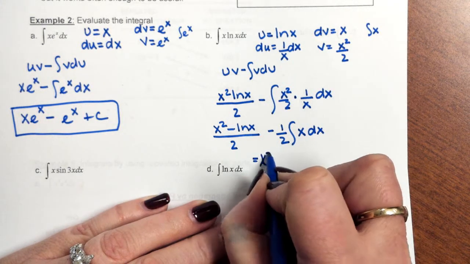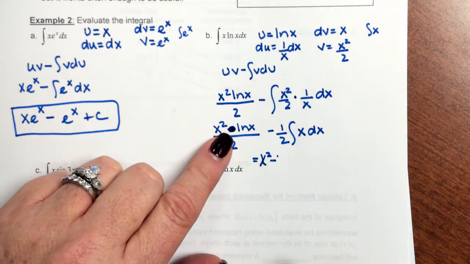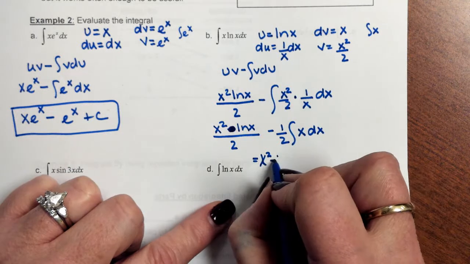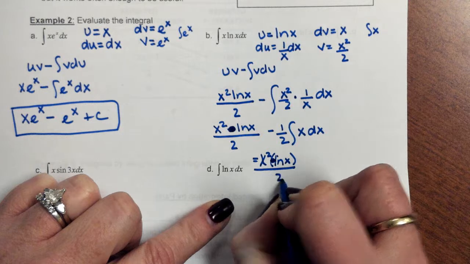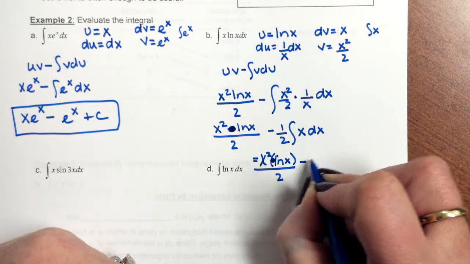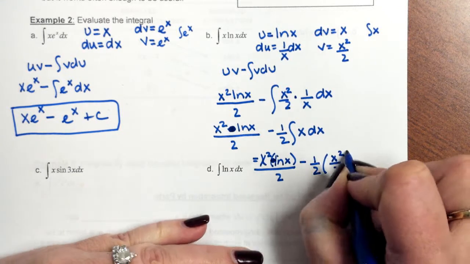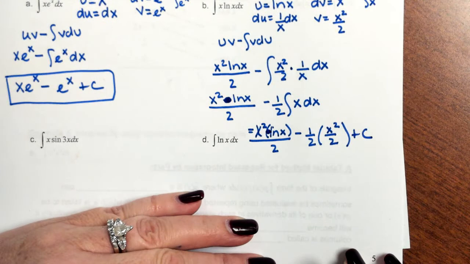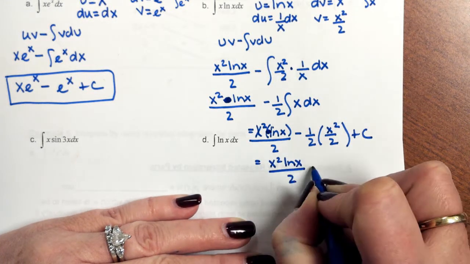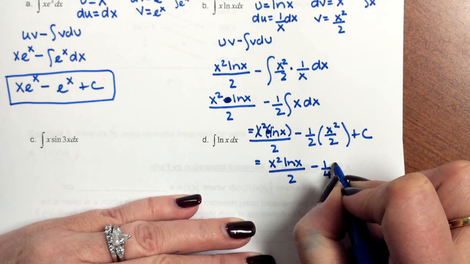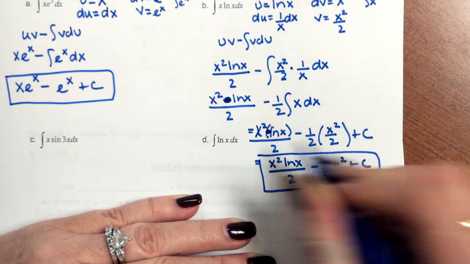So I have x squared minus, this should be a times, excuse me, I wrote a subtraction sign there. X squared times the natural log of x, all over 2, minus 1/2 times, when I integrate x, that's going to give me an x squared over 2 plus c. So I have x squared times the natural log of x all over 2 minus 1/4 x squared plus c. So there's part B.